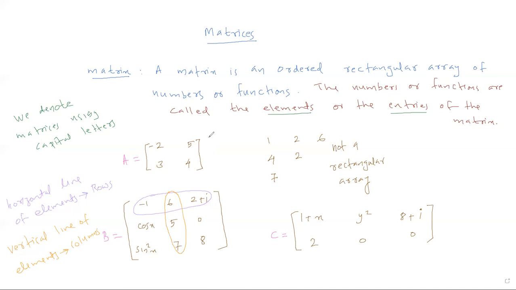So the first one, how many rows? 2 rows, correct? And 2 columns, isn't it? Second matrix B, how many rows are there? Tell me. 3 rows are there. How many columns are there? 3. Now the third one, C. 2 rows. How many columns? 3. Okay, so 2 rows and 3 columns.